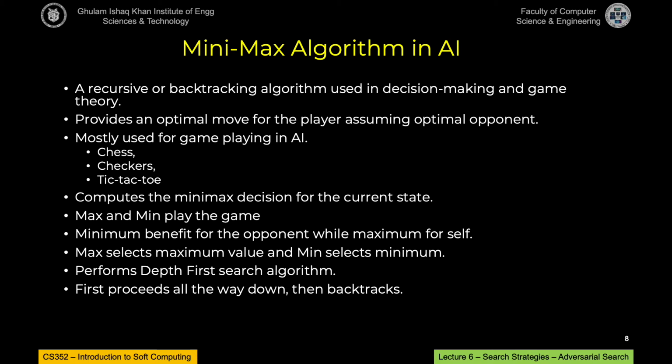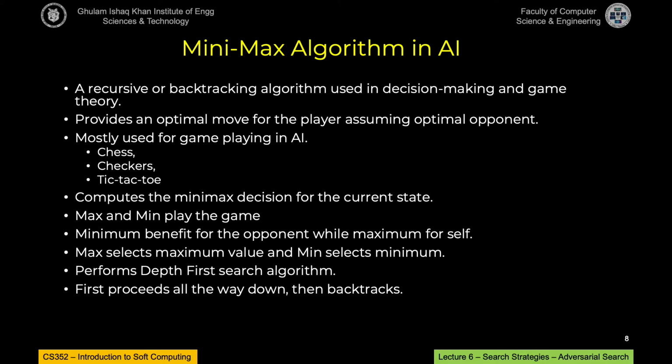This algorithm computes the minimax decision for the current state and then pushes it up the tree. In this algorithm, two players play the game. One is called Max and the other is called Min. Both players play so that the opponent gets the minimum benefit while they get the maximum benefit for themselves. Both players of the game are opponents of each other, where Max will select the maximized value and Min will select the minimized value.